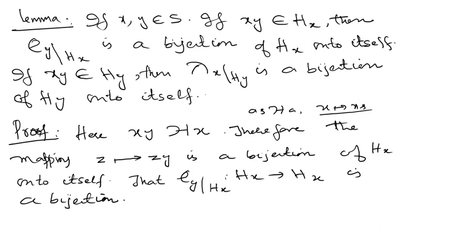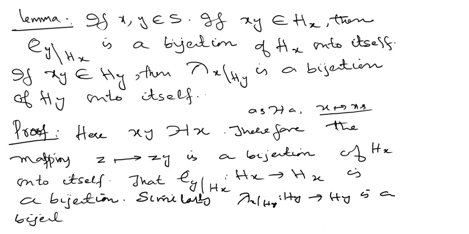Similarly you can say this for lambda x. You can check this, let's verify this. Similarly, this lambda x, when we restrict this to Hy, it's a bijection from Hy to Hy. Here small y, this is a bijection.